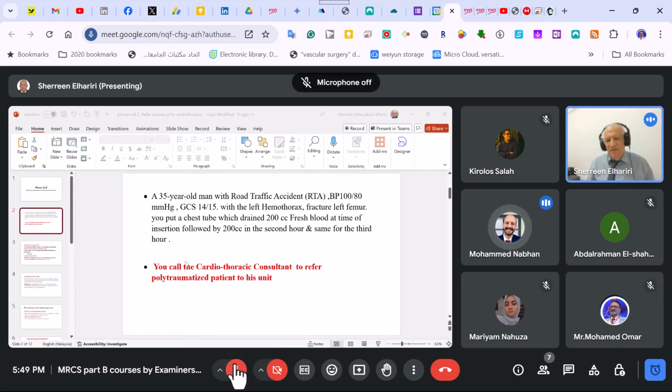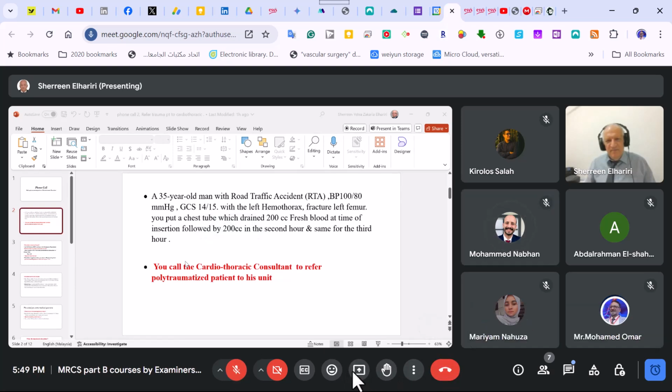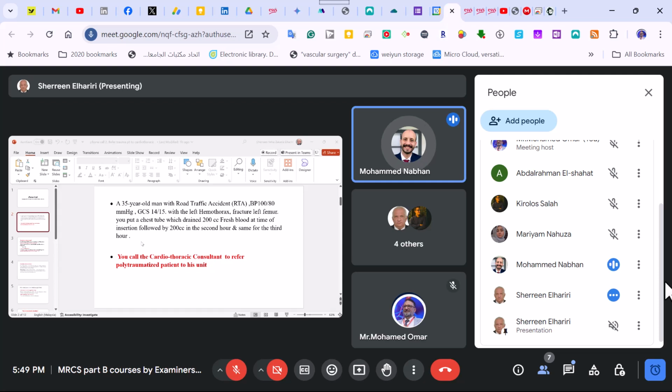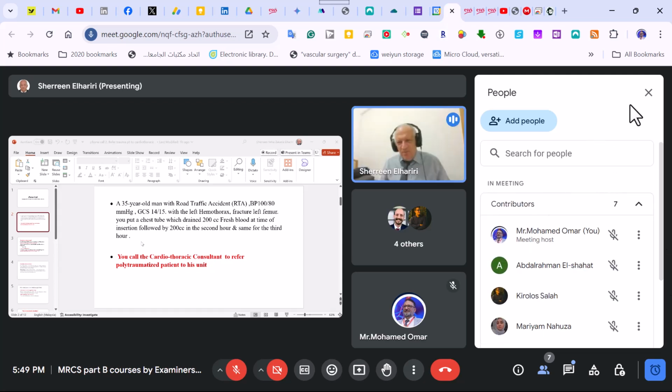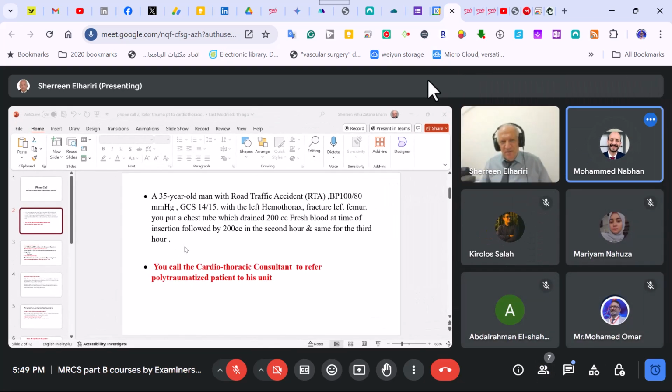So why do you call him? There is fresh blood coming out from the patient. So you call me, I mean, you need me to come to the hospital, or can I see the patient tomorrow? What do you need from me exactly? Yes, it's urgent as there is fresh blood coming out in the chest tube. So you need me to come to the hospital. Yes, if you may.